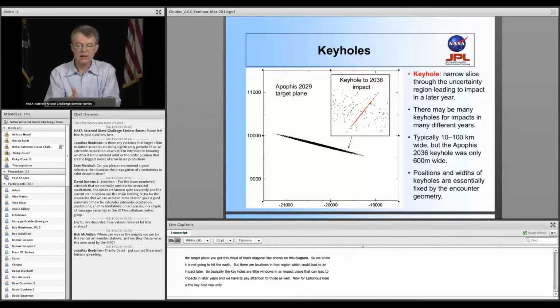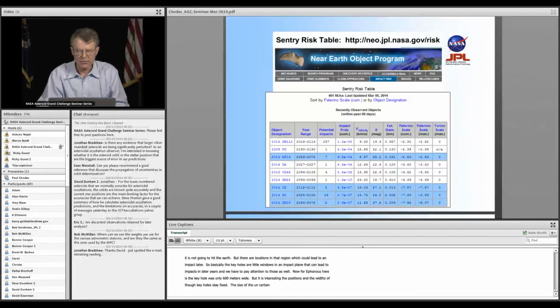By the way, this is a diagram taken from years ago. The Apophis uncertainty region has shrunk so that it's no longer on that keyhole. But it's interesting, the positions and the widths of those keyholes stay fixed. The size of the uncertainty region may shrink, in which case impacts no longer become possible.